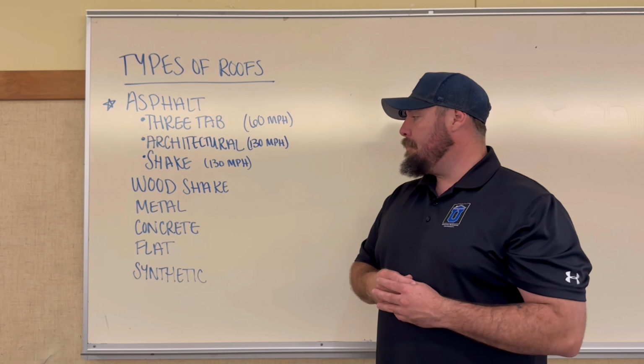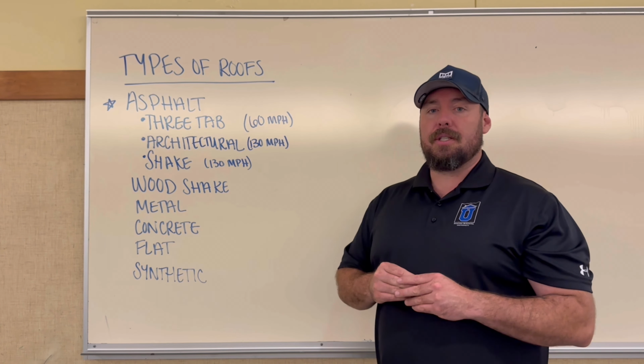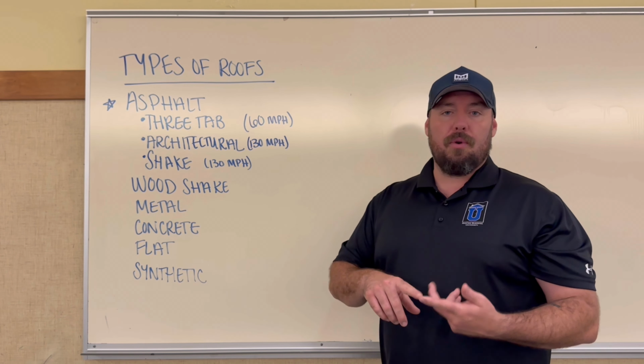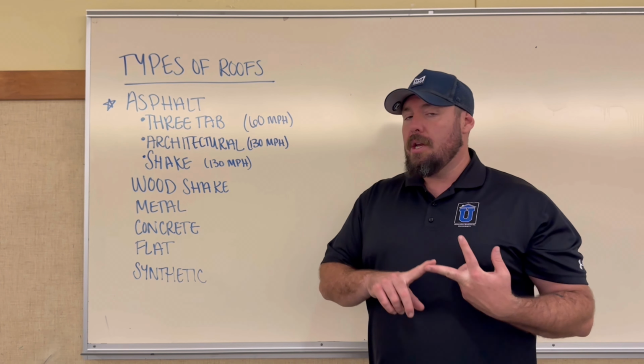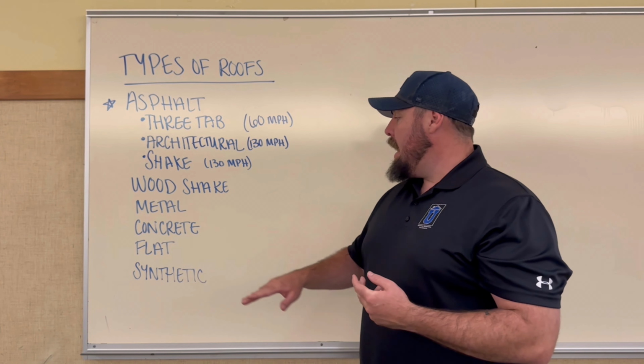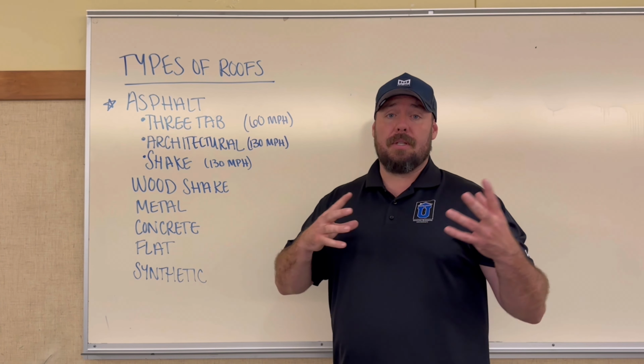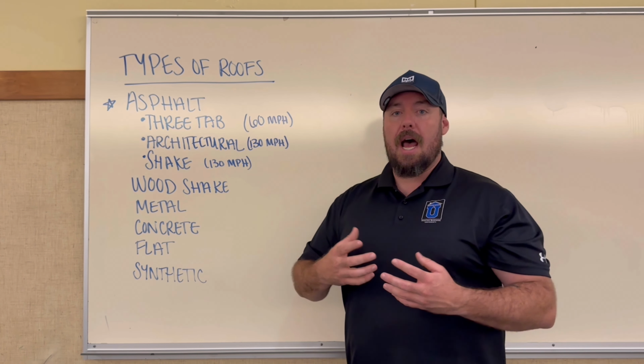There's also some low slope options that you can use, like rolled roofing, and also modified bitumen roof. And sometimes there'll be a few different systems on a house.